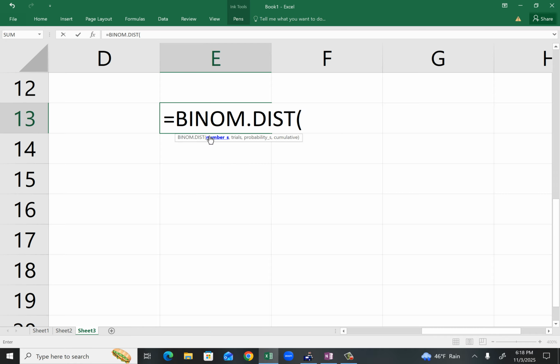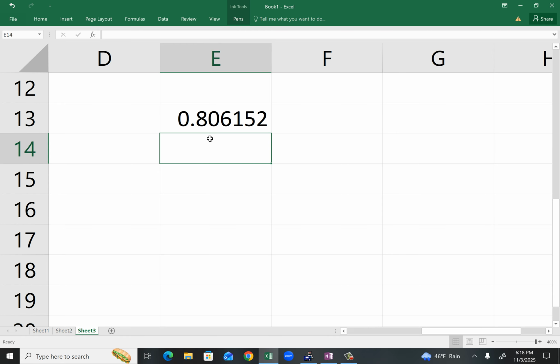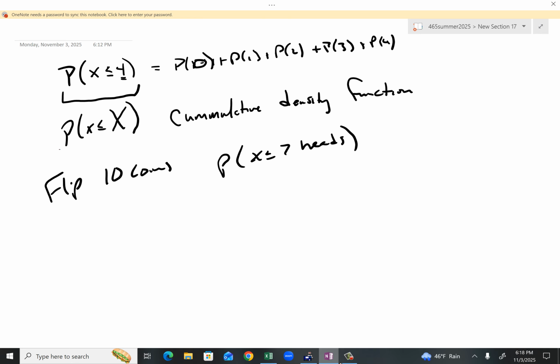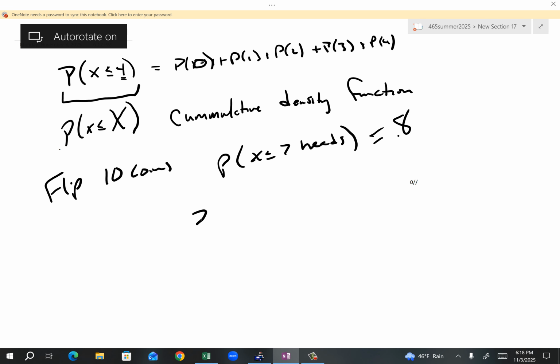And I want 7, 12, 0.5, 1. Boom, there's an 80% chance that I will get less than or equal to 7 heads. Yay. Groom, what if I said to you, hey, what's the probability that I get more than 5 heads?